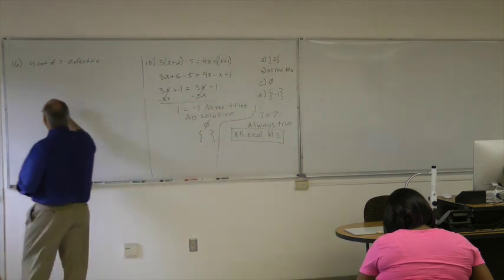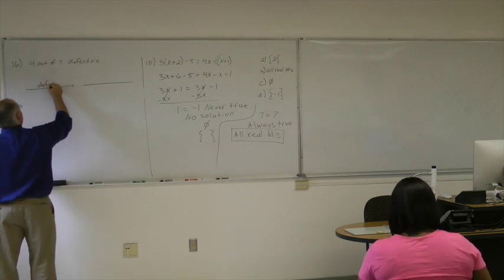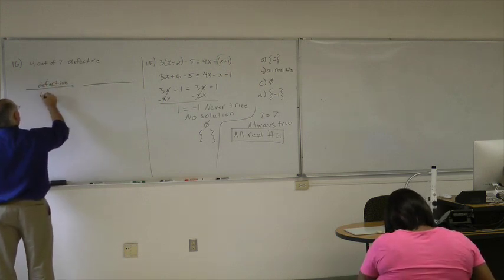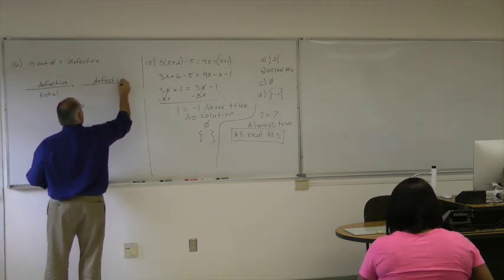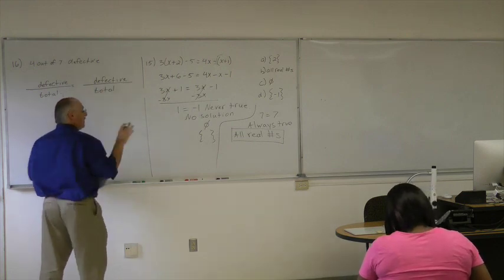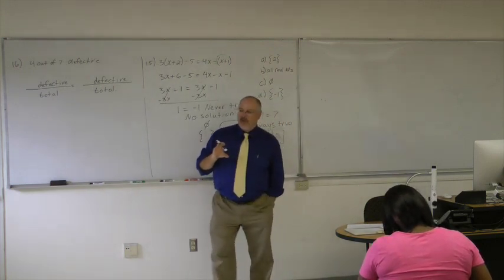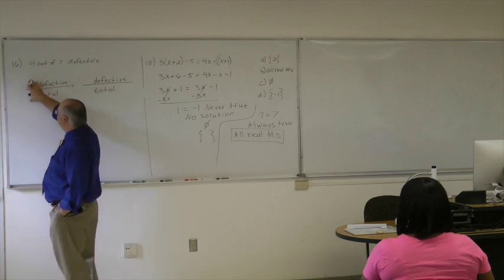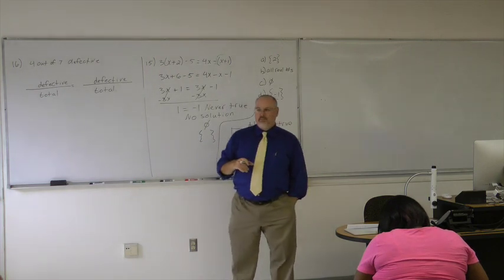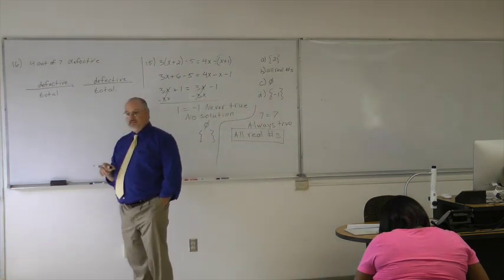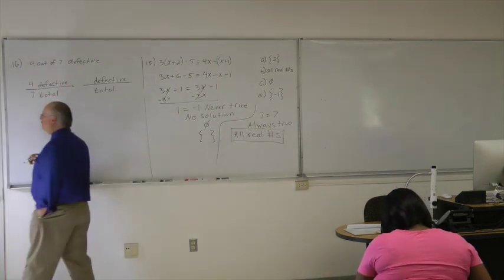So I'm going to set this up. We've got defective out of a total, and defective out of a total. Now the words are everything here. Without the words, all you're doing is putting numbers down in some random order. So what can we set up in this first fraction? Our original ratio. Which is four defective out of a total of seven.